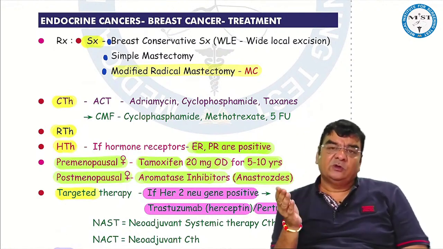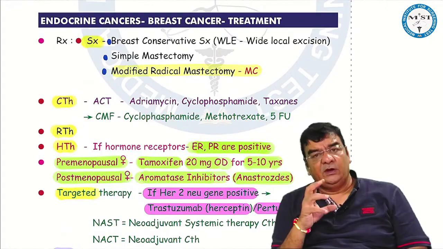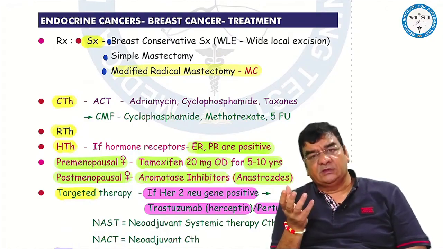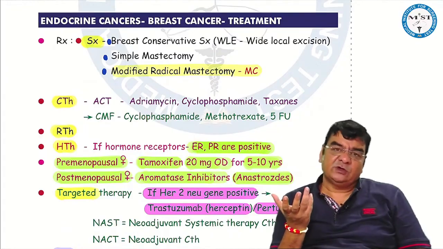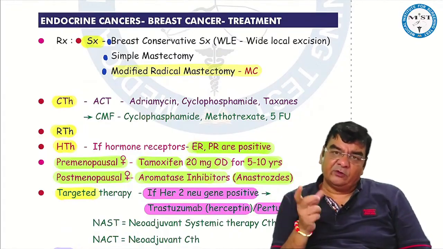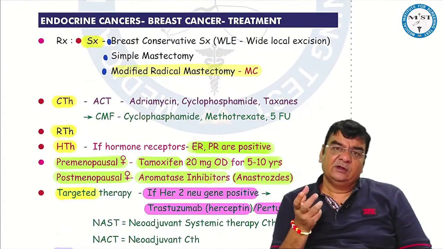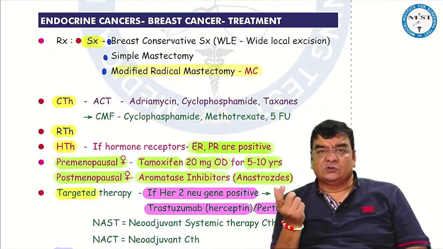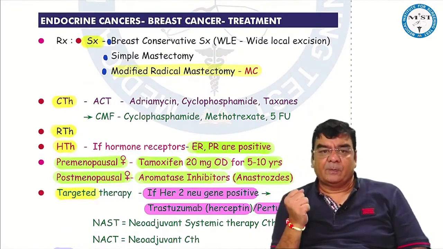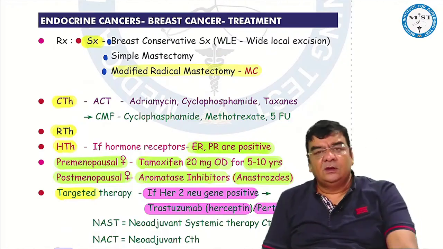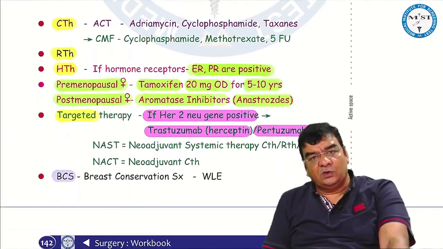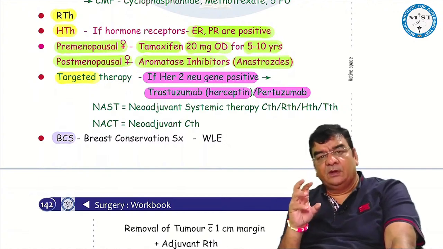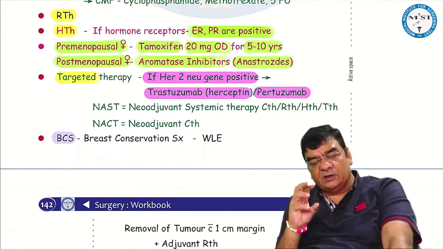But in postmenopausal females, we don't use tamoxifen, we prefer using aromatase inhibitors, because the reason for estrogen in postmenopausal females will be aromatization in the body fat. So there we use aromatase inhibitors like anastrozole, letrozole, and so on. Targeted therapy, which is targeted against the HER2 gene, is trastuzumab or pertuzumab. Trastuzumab is marketed by the name of Herceptin.